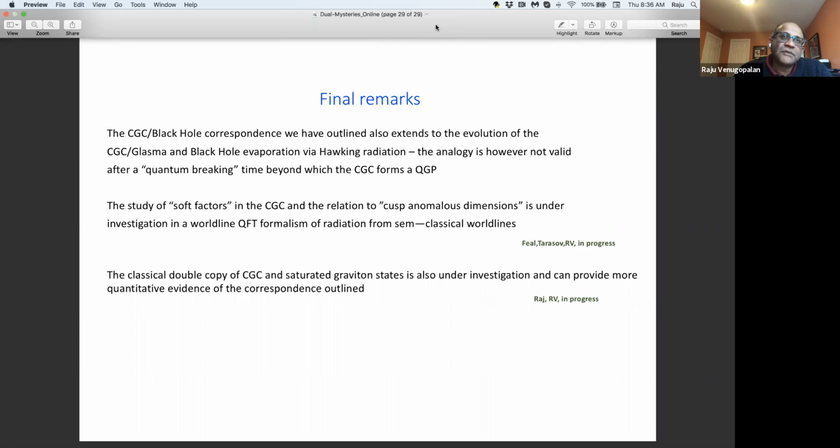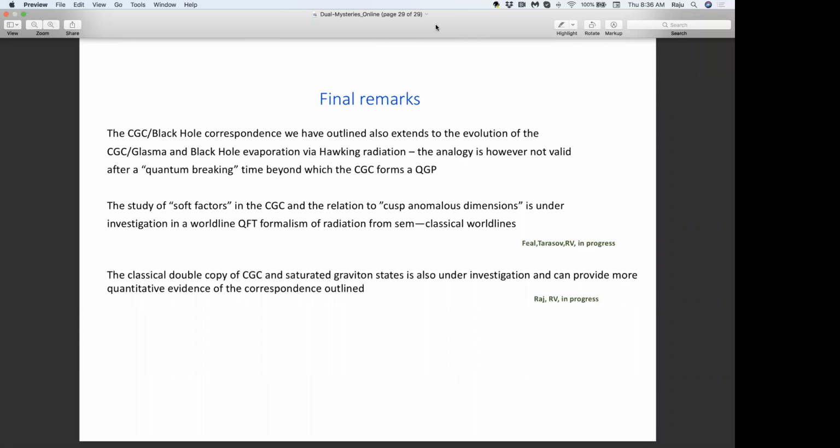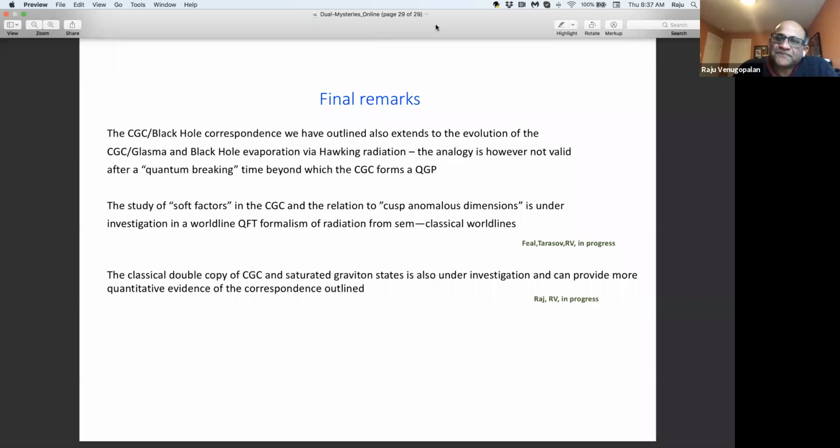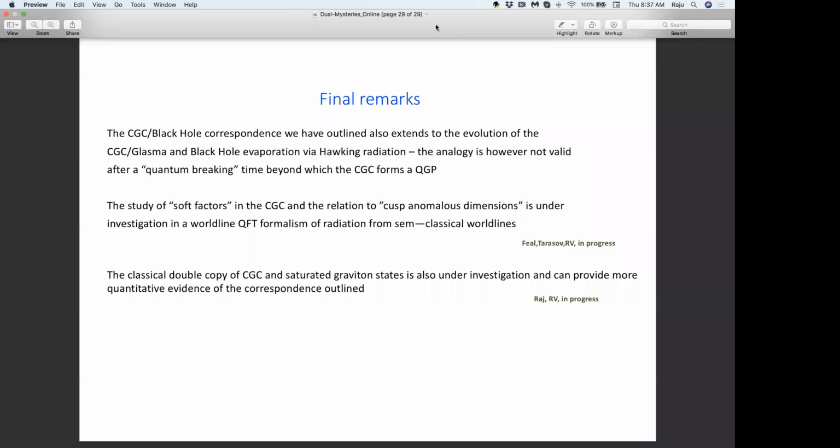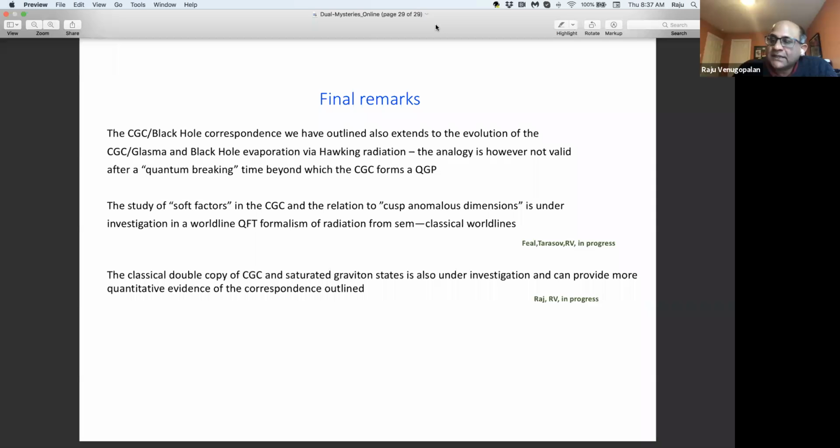Okay. And his computation, by the way, wasn't N equal to 4. N equal to 4 super Yang-Mills. Yep, okay. And in QCD, no one is doing this right now. Well, that's something that I would like to do, so if you want to join me.